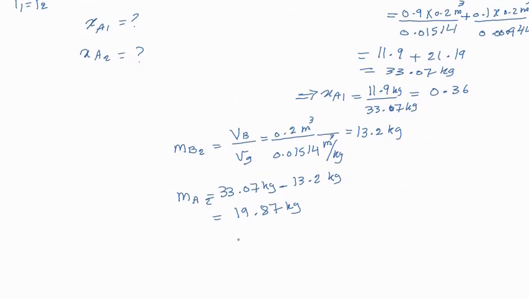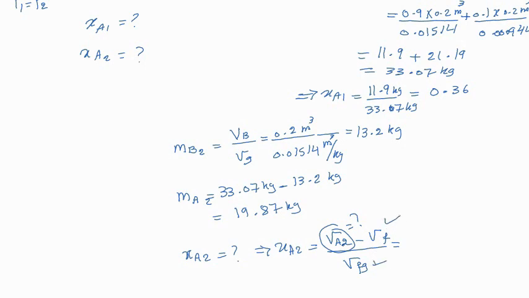But how is this going to lead us to calculate the new quality at state 2? Now we know that the quality is the specific volume of tank A at state 2 minus the fluid specific volume over the difference between the vapor and the fluid. We already have those. But what is this value? This is the specific volume of tank A at state 2.